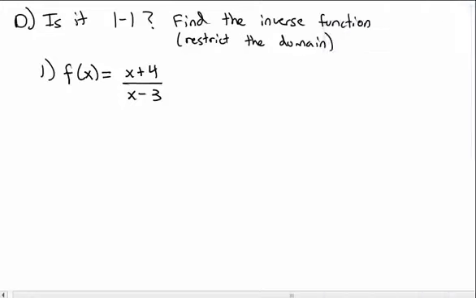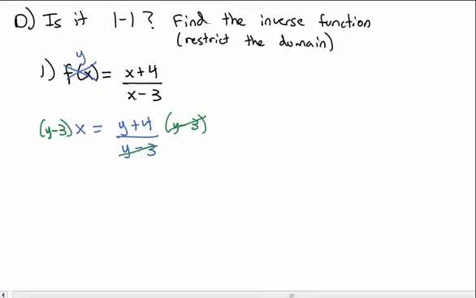Okay, what's important though is we know it is a one-to-one function. We can just make the f of x into a y and then switch the x's and y's around. So we've got x equals (y plus 4) over (y minus 3), and then begin solving for y. Clear the fraction by multiplying by the common denominator of y minus 3.